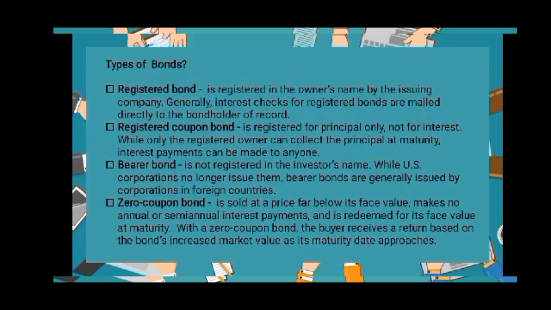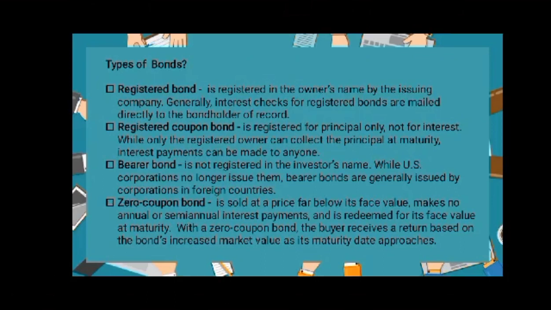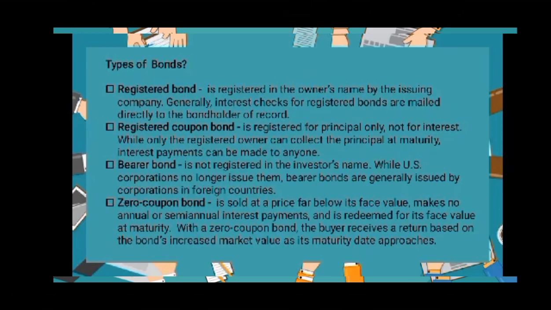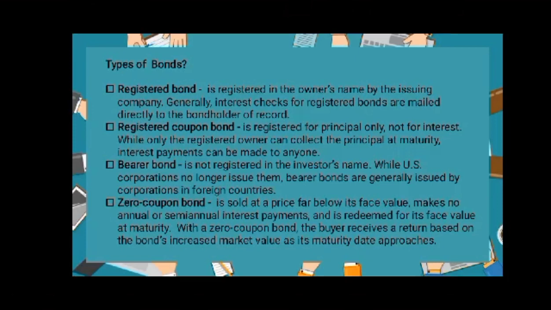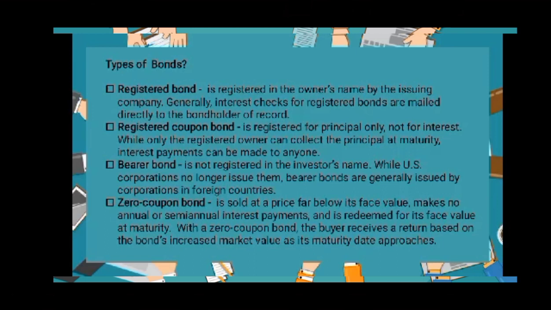Types of bonds. Registered bond. Registered bonds are mailed directly to the bondholder of record. Registered coupon bond. Can collect the principal at maturity; interest payment can be made to anyone. Bearer bond, which doesn't record the owner's info, is the opposite of registered bonds. Zero coupon bond is a debt security that does not pay interest but instead trades at a deep discount.